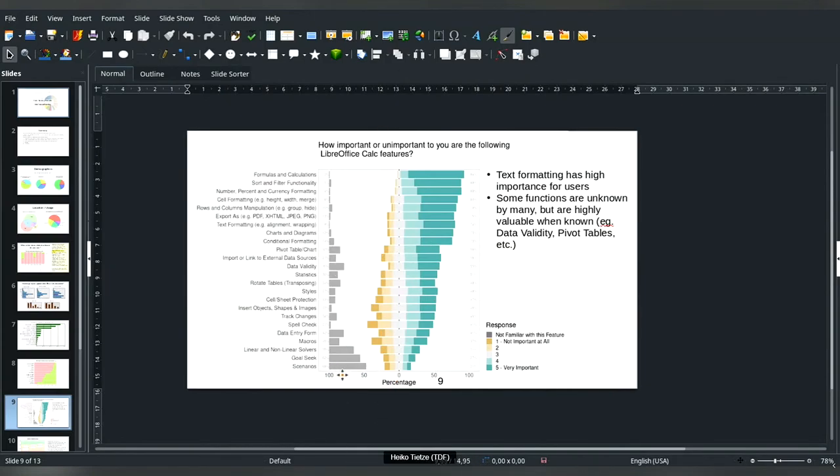The percentage is deducted here from 100. So when it comes to scenarios, 50% of users of subjects, sorry, do not know what a scenario is. 20% or so when it comes to pivot table. But the remaining 80%, they said, yes, absolutely, that's important.